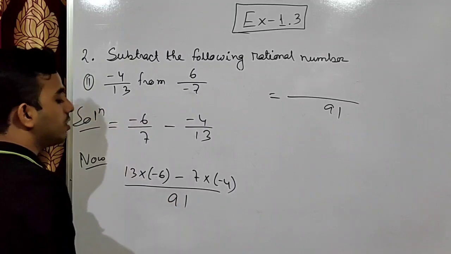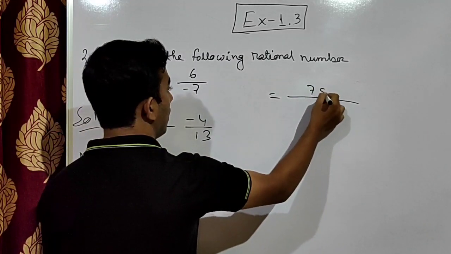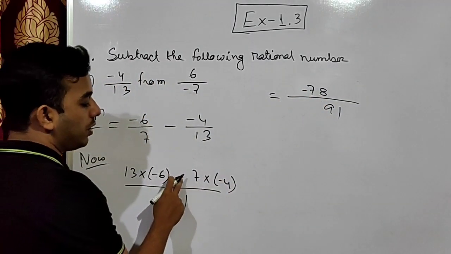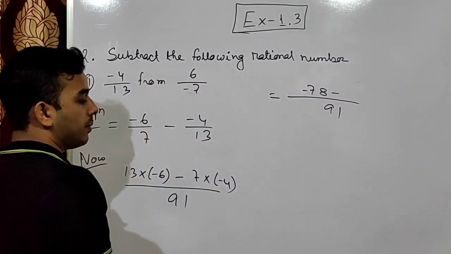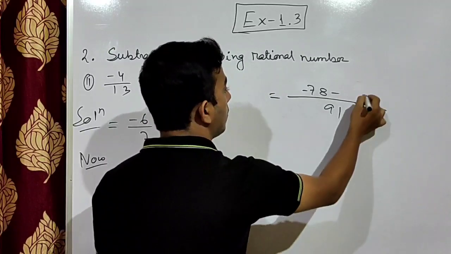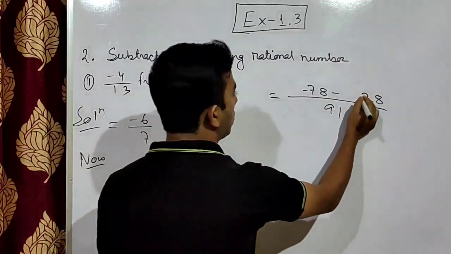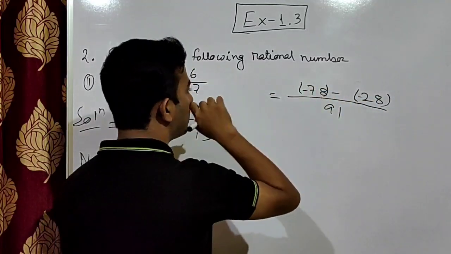Now 13 into 6 is how much? 78. And 13 into minus 6 is what? Minus 78. Then we are putting this minus sign. Minus 7 into 4 is how much? 7 into 4, 28. Now 7 into minus 4 is minus 28. Look how many minus signs are there. That is negative sign.